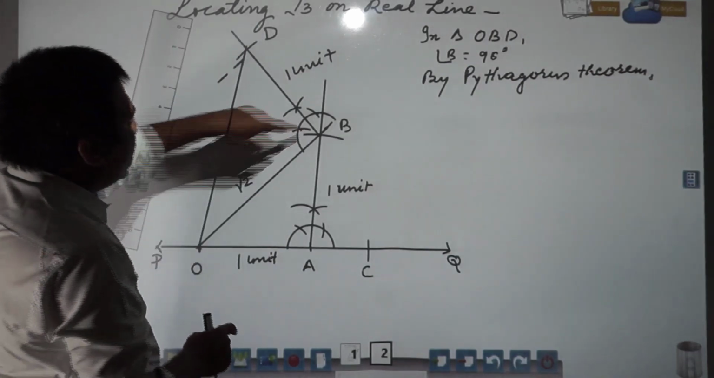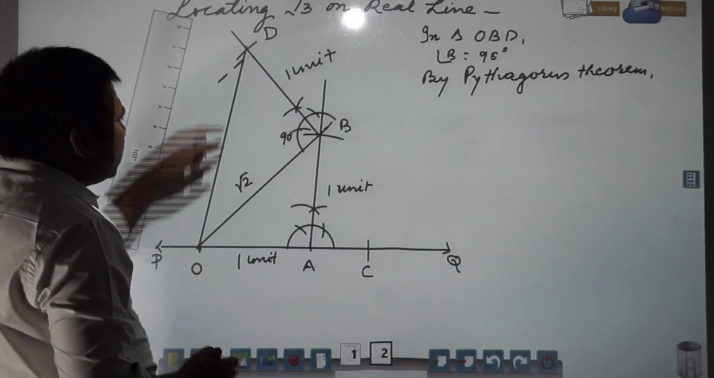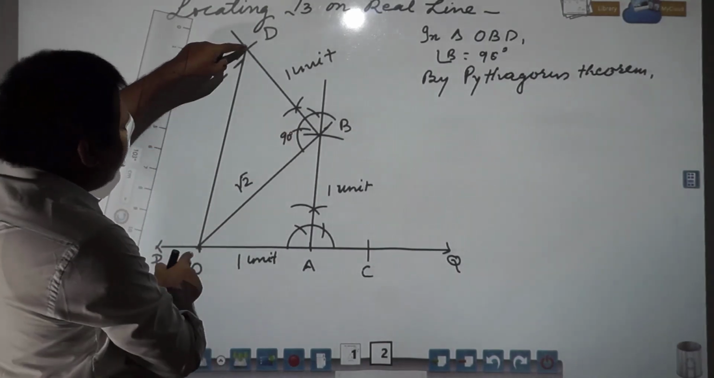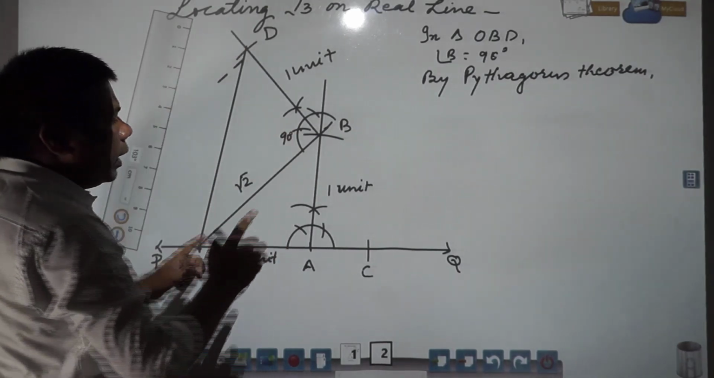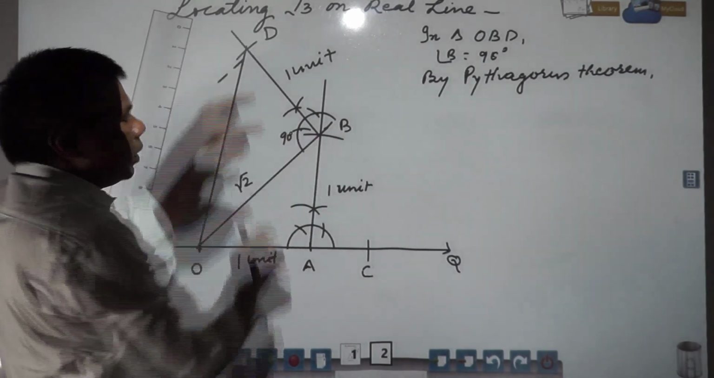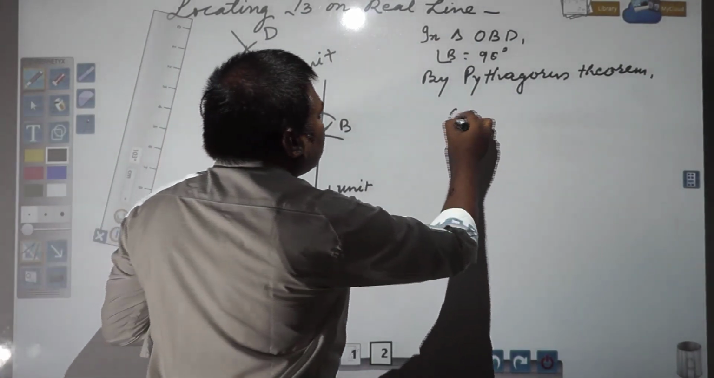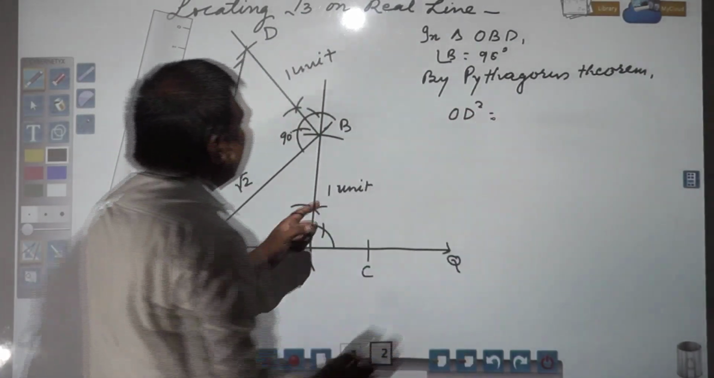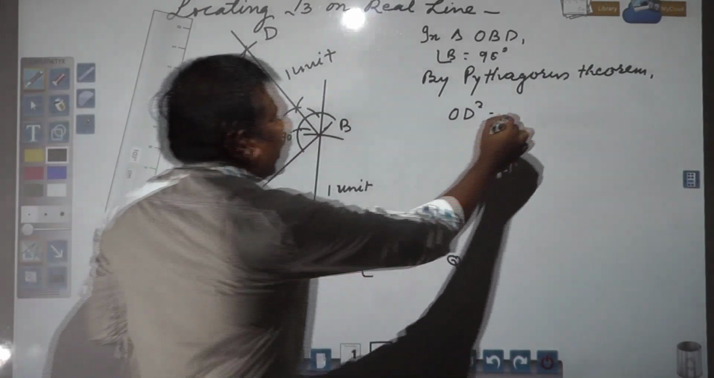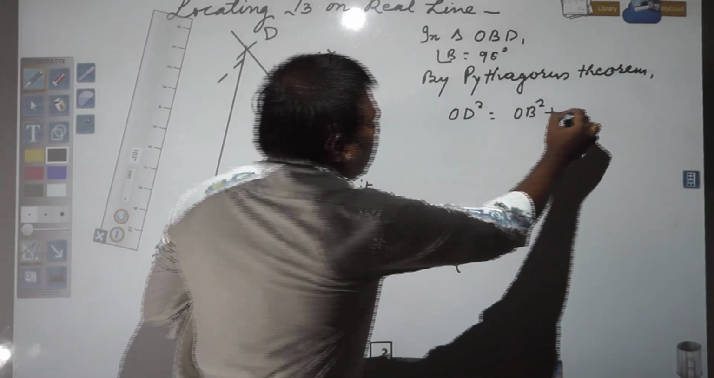in this figure you have, because this is 90 degree, just opposite of this will be hypotenuse. So hypotenuse square will be equal to the square of base and square of perpendicular. So here you see, you will have OD square equal to OB square plus BD square.